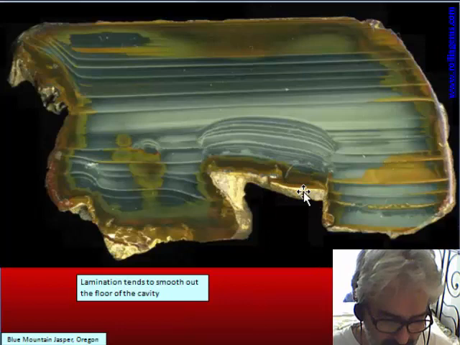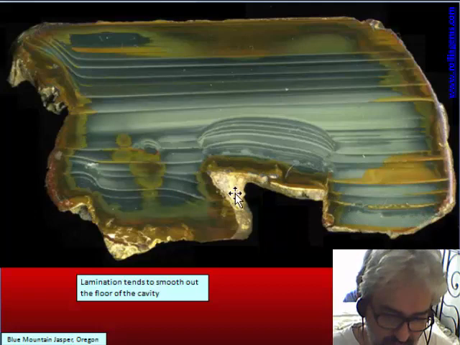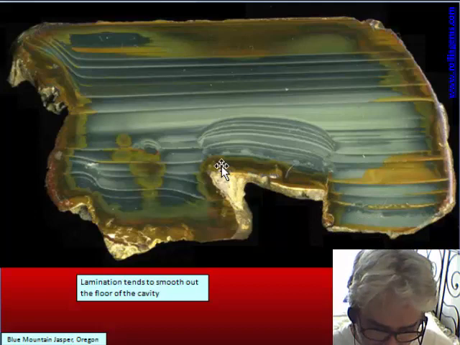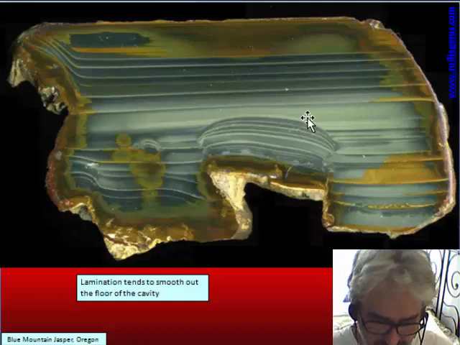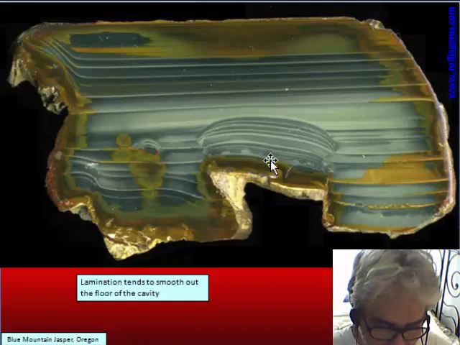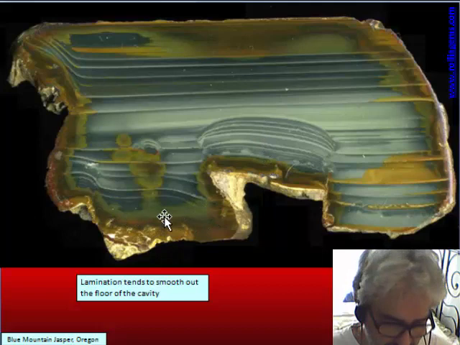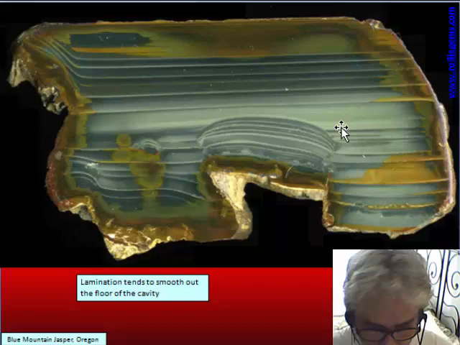Okay, the lamination tends to smooth the irregularity of the cavity. Like in this piece, there was an accident at the base of the cavity, and the lamination started to cover this pinnacle, this piece of rock that was inside the cavity. But the lamina are thinner here than in the lower part of the cavity. So in a few lamina, in a short time, the lamina convert into flat bedding and horizontal bedding.